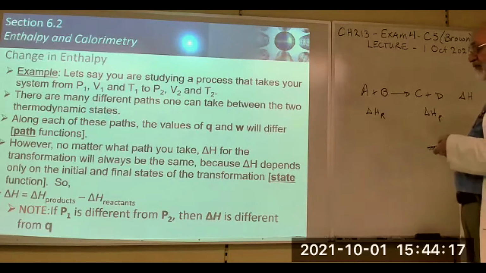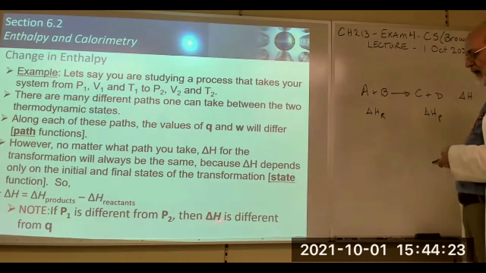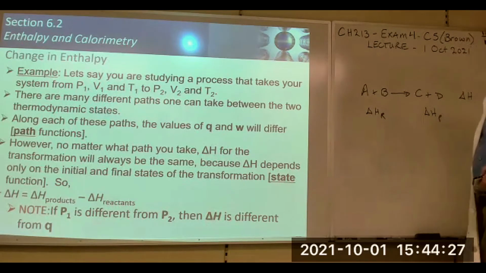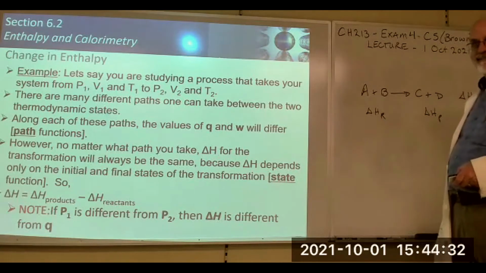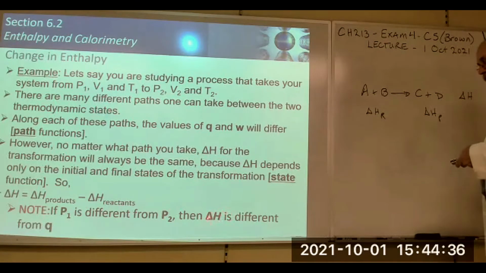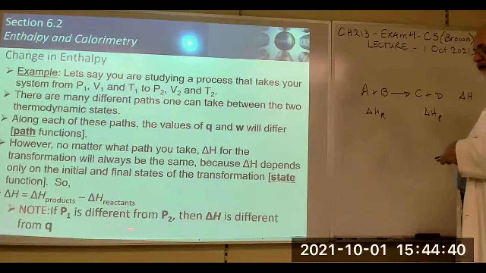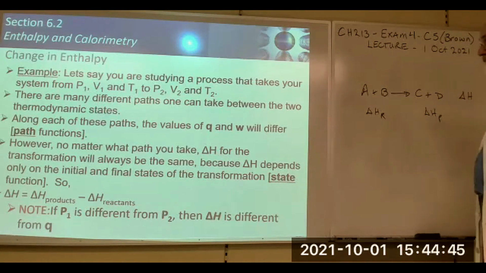It's important to remember that if our first pressure is different than our second pressure, then that falls through. That means delta H is different than the Q. So we would always love to have the pressures be the same. You can still calculate delta H. You just have to realize that the delta H from here to here is going to be different than the actual heat. You just have to remember that.